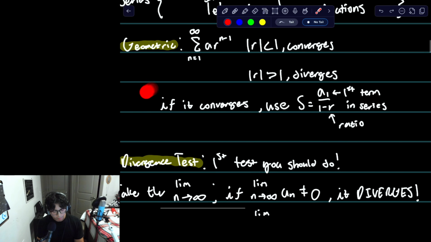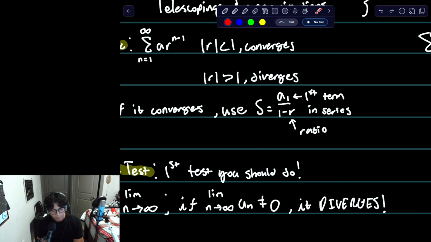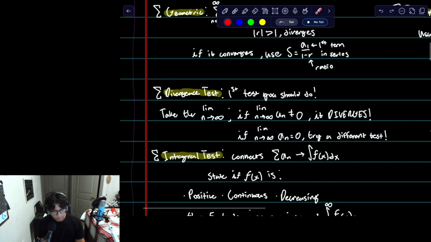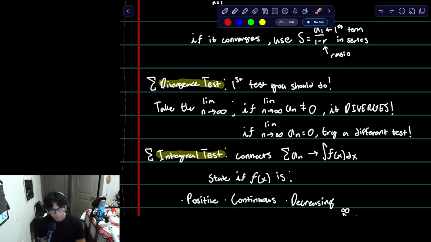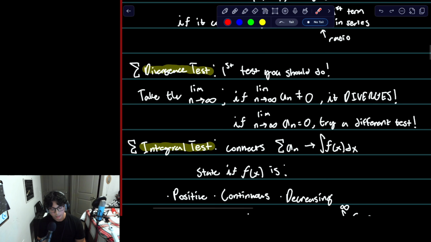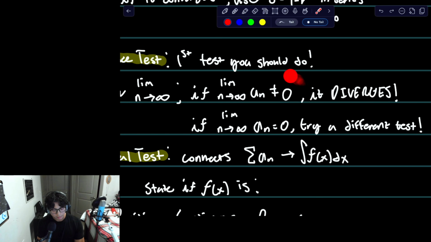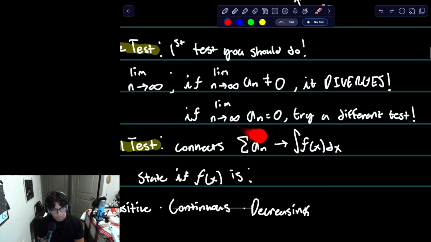So if it does converge, you will use a formula where s equals the first term over 1 minus the ratio. The next test is the divergence test, which is the first test you should do, and it's basically just taking the limit, where if your limit of a sub n is not equal to 0, it will diverge. But if it is equal to 0, you need to do a different test, probably the integral test.